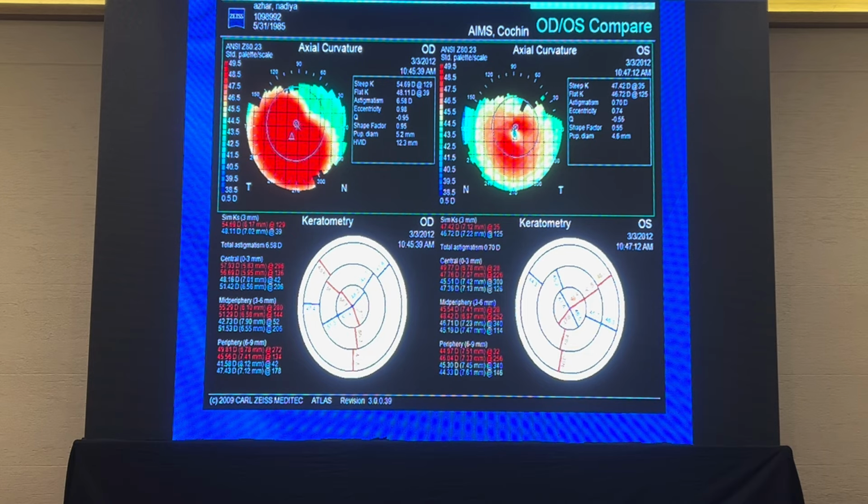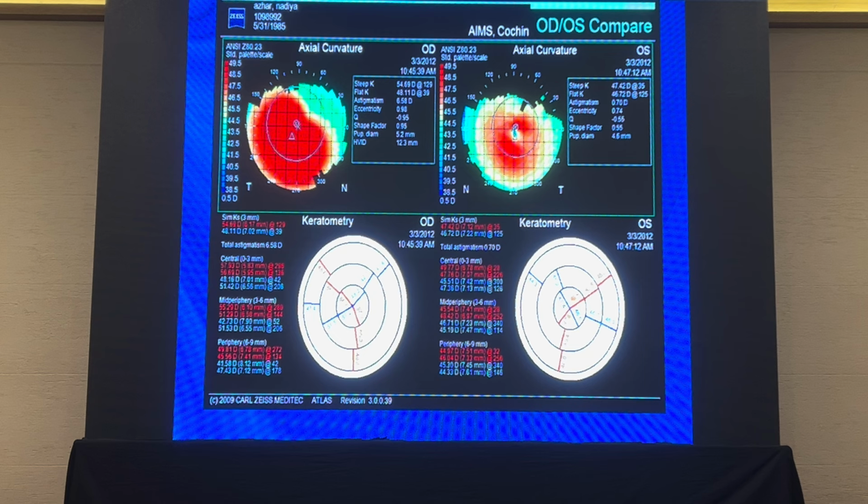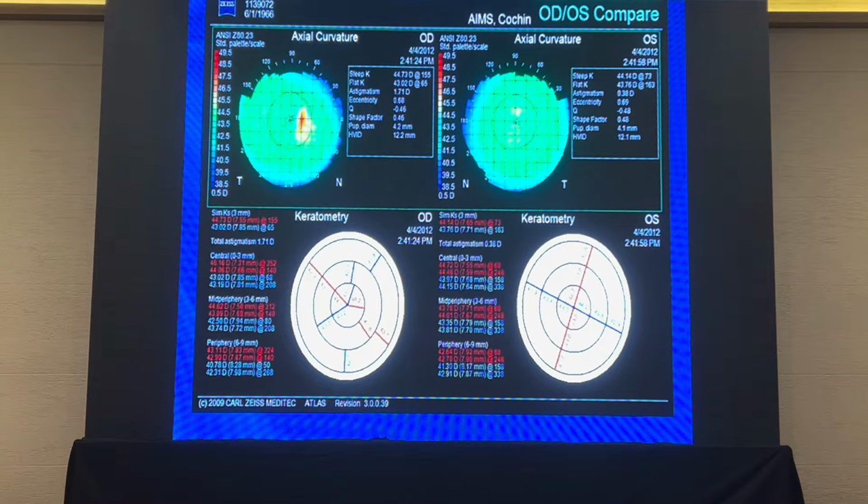This is a much franker keratoconus, in which there is a lot of central steepening. If you look at the steep K, it is 54.69. So if you have a high value like that, it is an abnormal cornea, and most likely it is keratoconus. But if you have a localized steepening like this, it may be something else.